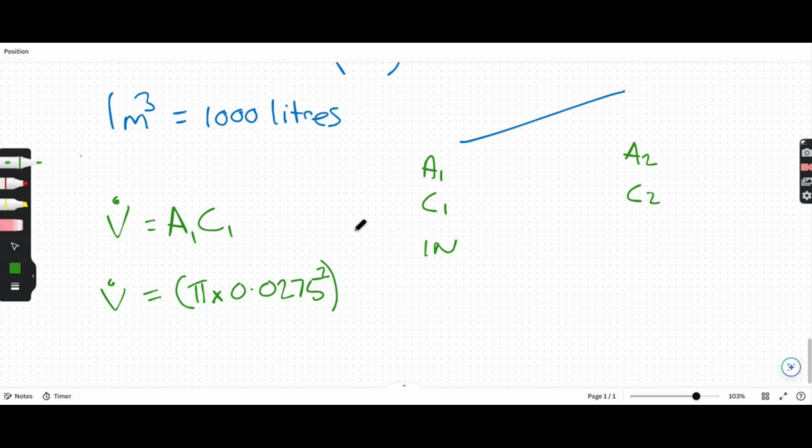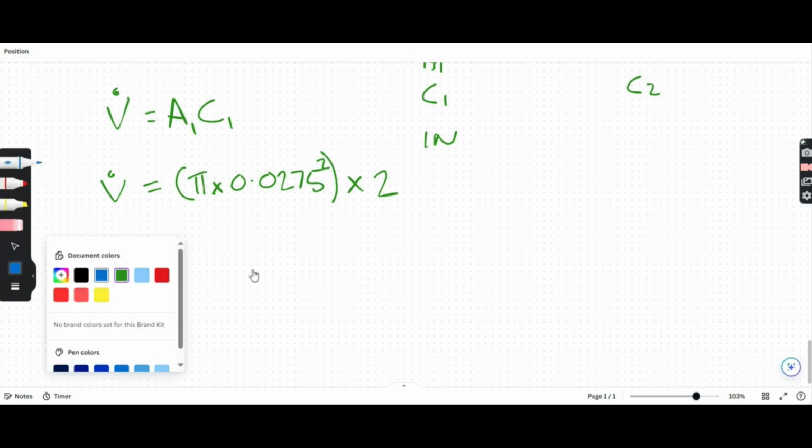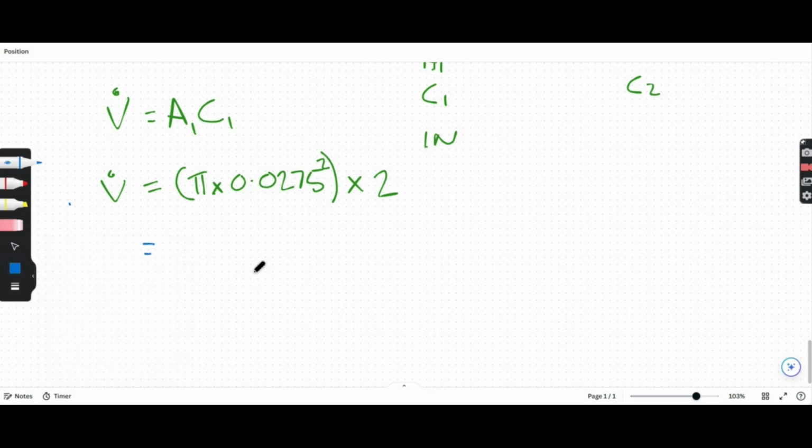Pi r squared times by the speed coming in, which was 2. It was coming in at 2 meters per second. This will give me my volumetric flow rate. How many cubic meters of liquid per second? Whack that in your calculator and you will get a number: 4.752 times 10 to the minus 3. Not much, is it? Cubic meters per second. That's how many cubic meters a second is coming through.